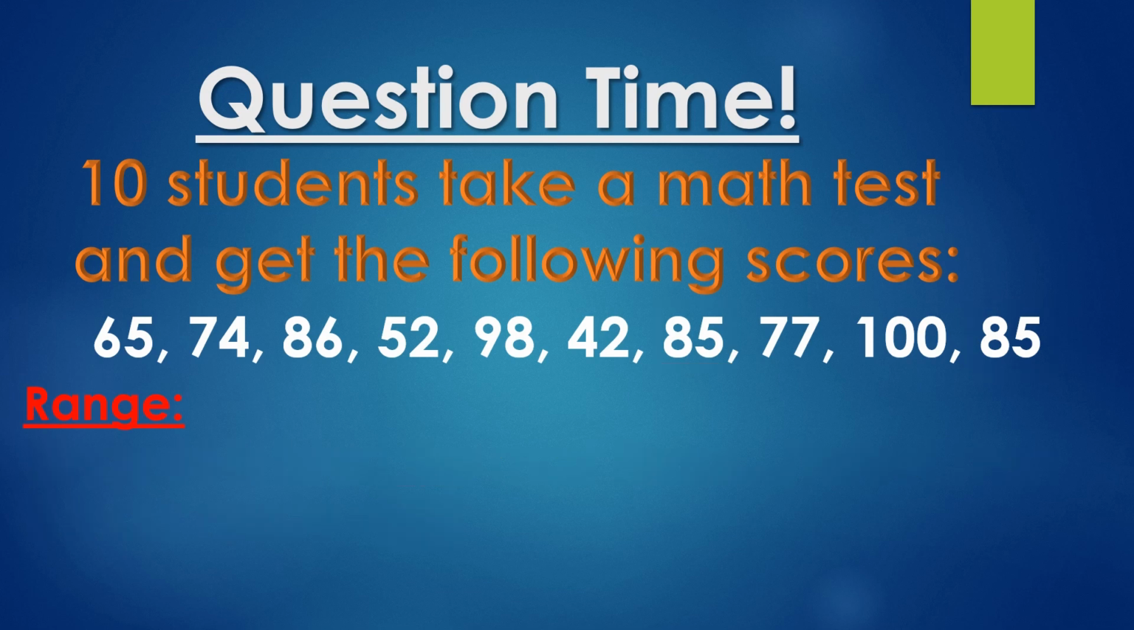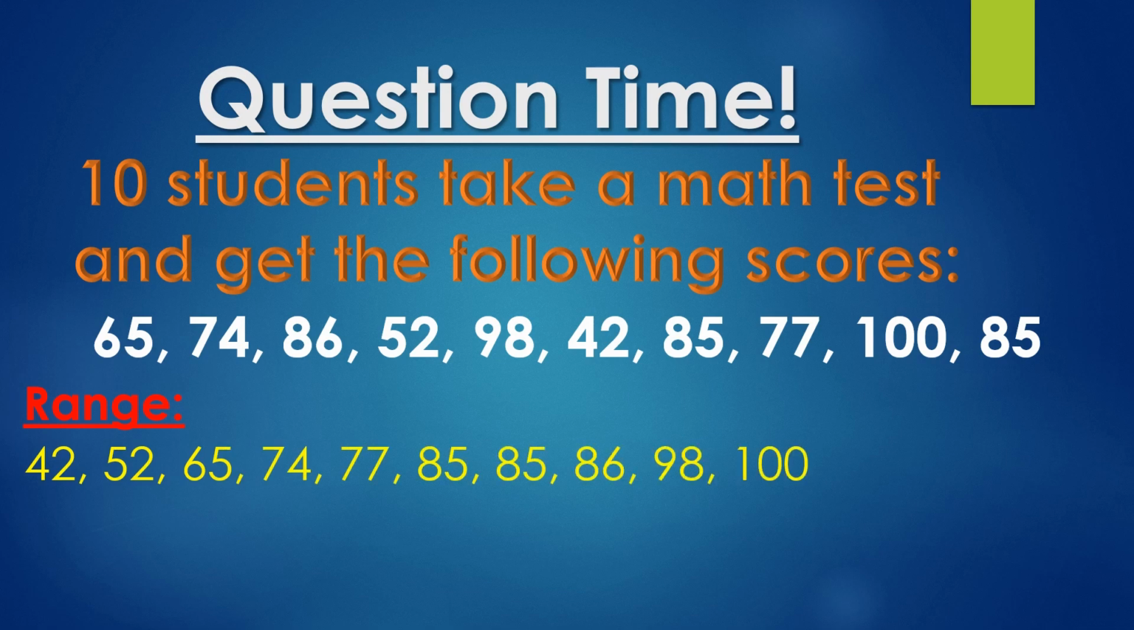The range, again, if you remember, is the distance from the smallest number to the largest number. So we're going to take these numbers and put them back in order from smallest to largest. And we'll see that the largest number is 100 and the smallest number is 42. So what we're going to do is take the largest number and subtract the smallest number to get our range. And our range is 58 for this example.